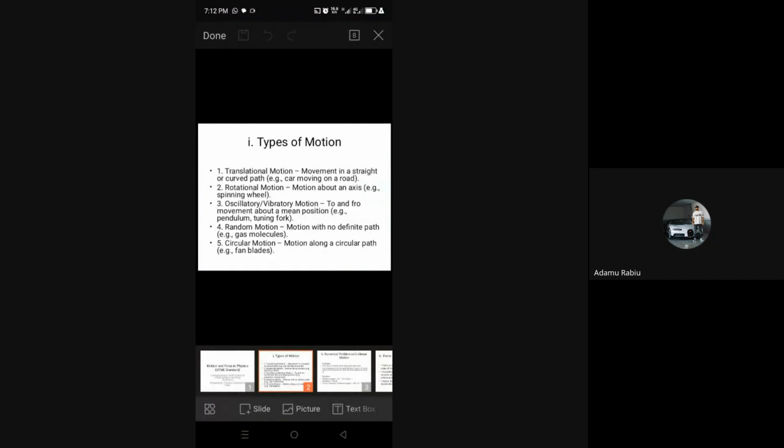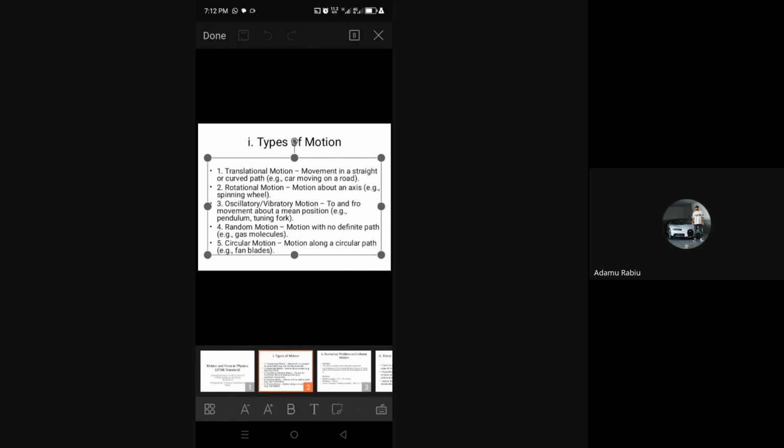You can call it linear motion, or a curved motion, motion in a curved path. Translational motion is movement in a straight line or in a curved path. If it is movement in a straight line, we call it linear or collinear, depending on how many objects or bodies are moving. You can call it linear motion if it's a straight line motion. For example, a car moving on a road.